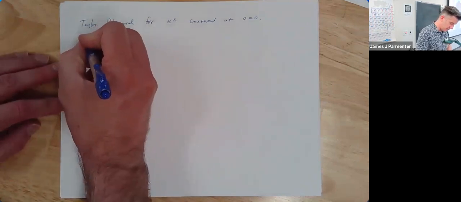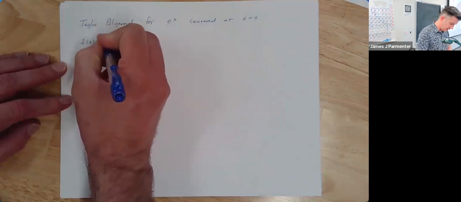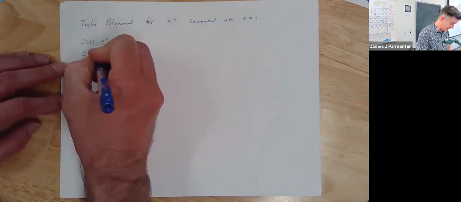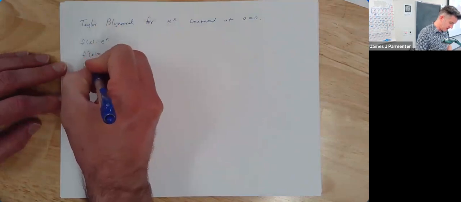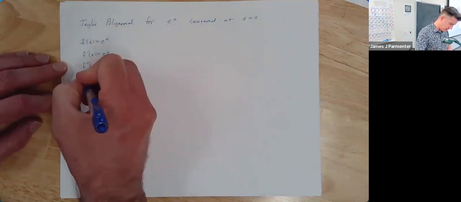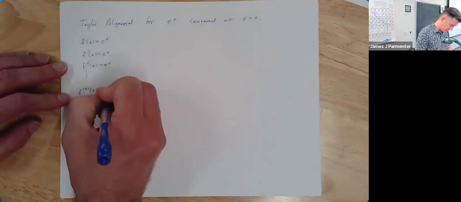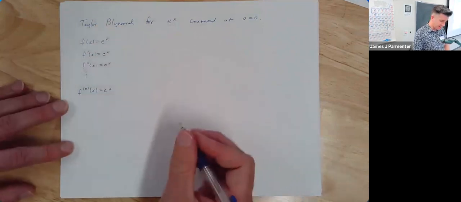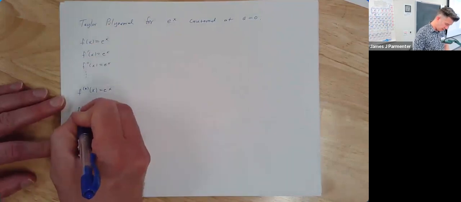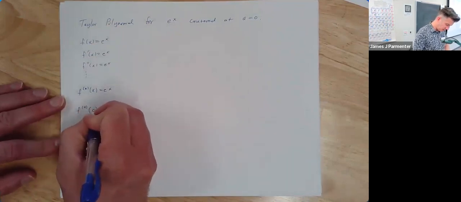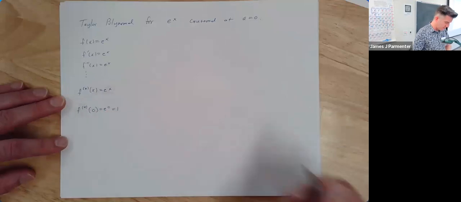E to the x is really nice because when you do this, let's start taking derivatives. My function is e to the x. My first derivative is e to the x. My second derivative is still e to the x. So I can see that any derivative is going to be e to the x. And if I plug in my center, any derivative evaluated at 0 is going to be e to the 0, which is 1.